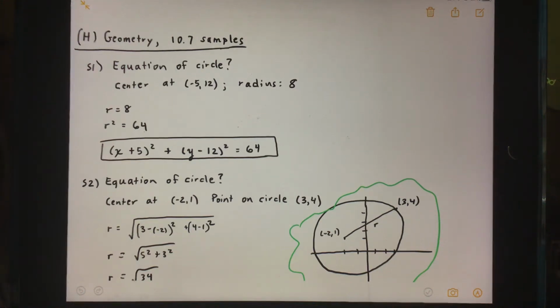Hello geometry students, we're going to take a look at the samples for lesson 10.7, our final lesson in chapter 10, where we are working with writing equations to circles and graphing circles.